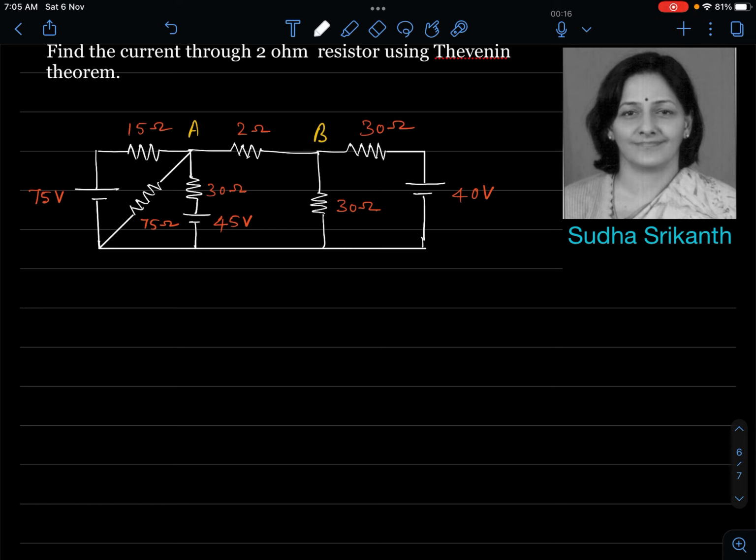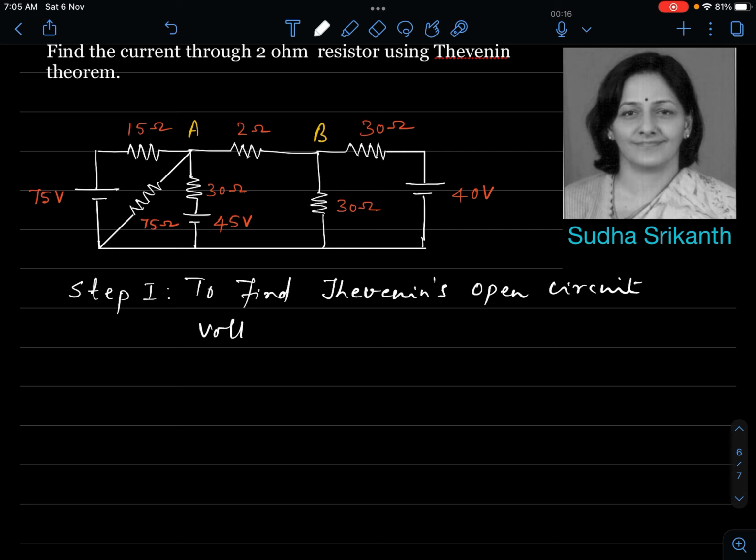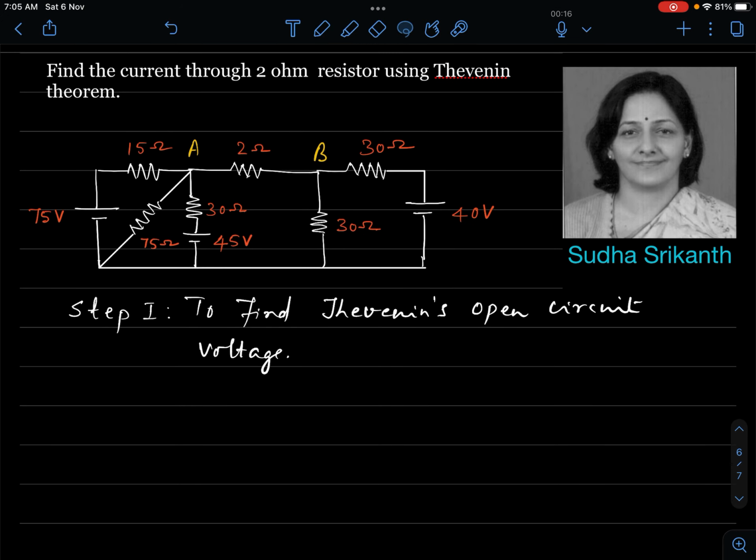So first step, let me write down step number 1. I will write it instead of typing. Step 1, the first step is to find Thevenin's open circuit voltage. Okay, Thevenin's voltage is nothing but the open circuit voltage. So where do we find the open circuit? We need to create an open circuit between the pair of terminals under consideration, that is A and B of this network.